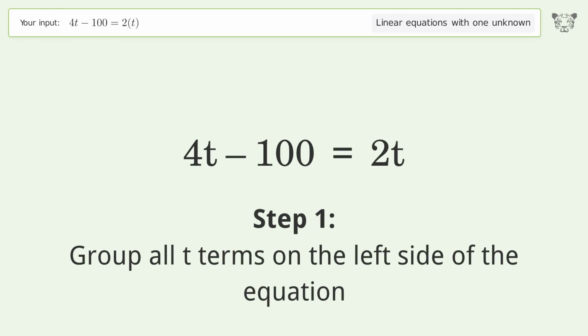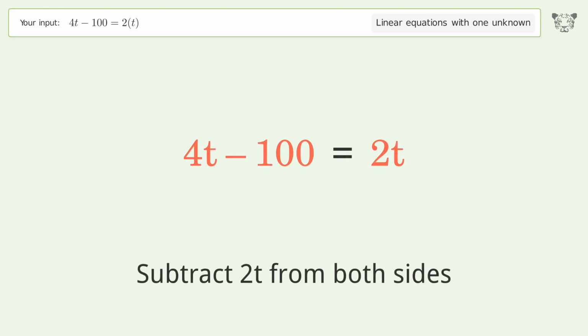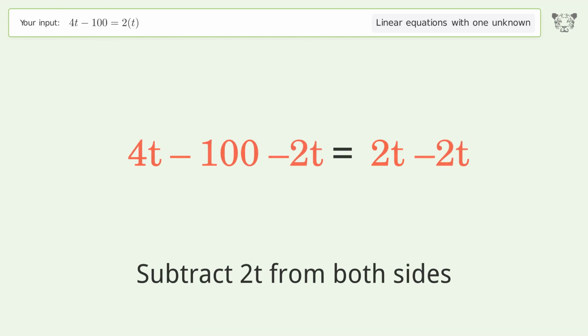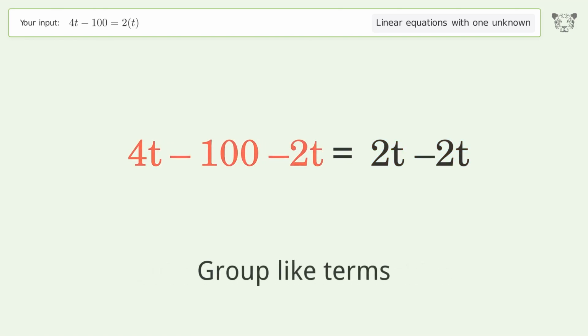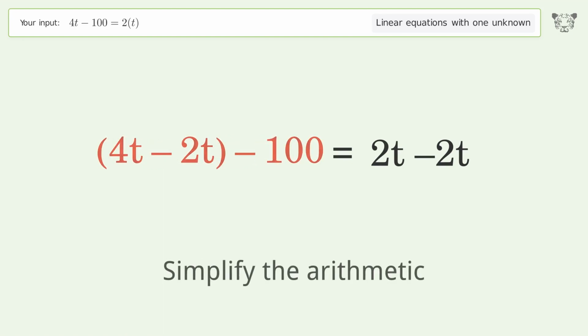Group all t terms on the left side of the equation. Subtract 2t from both sides. Group like terms. Simplify the arithmetic.